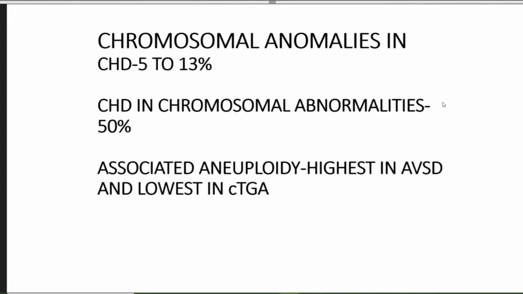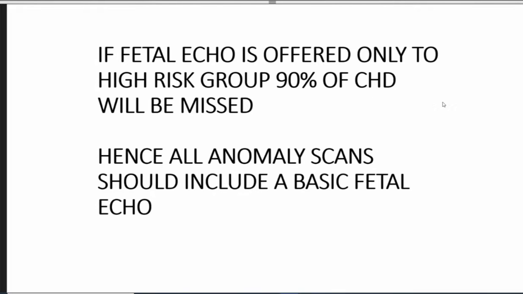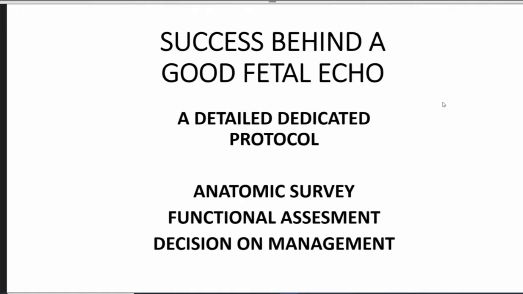Because if you selectively do fetal echo for those you feel that they deserve it, then 90% of cardiac anomalies will be missed. The incidence of chromosomal anomalies in congenital heart disease is 5 to 13%. And the incidence of congenital heart disease in chromosomal abnormalities is 50%. And aneuploidy is seen highest in atrioventricular septal defect and lowest in congenital transposition of great arteries. So all anomaly scans should include a basic fetal echo.